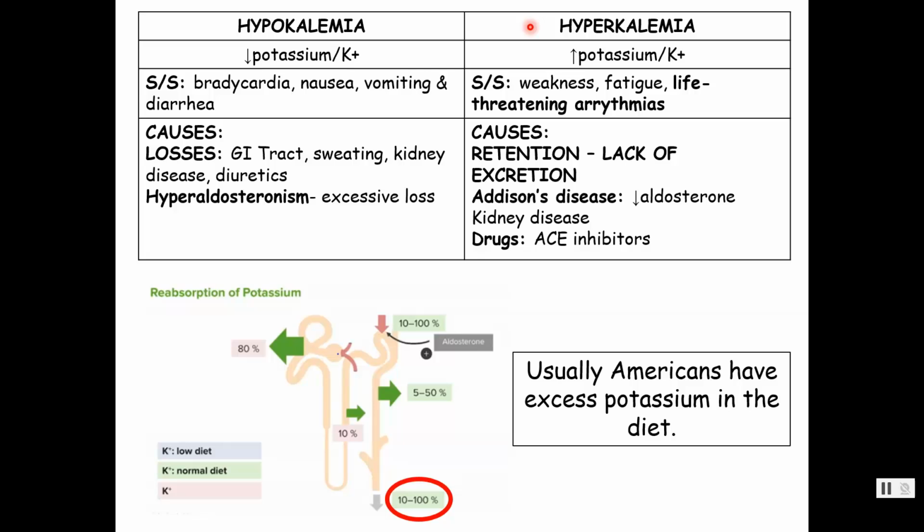So let's pop over here. We've got hyperkalemia, the other end of the spectrum. So now we have high potassium, high potassium in the blood. So this is going to be due to a lack of excretion.